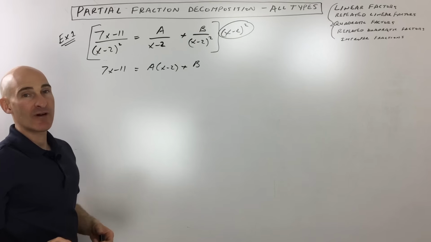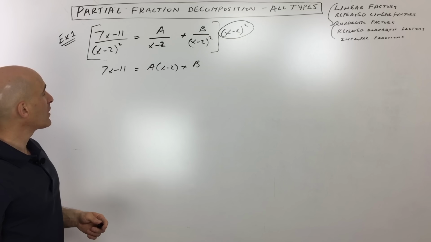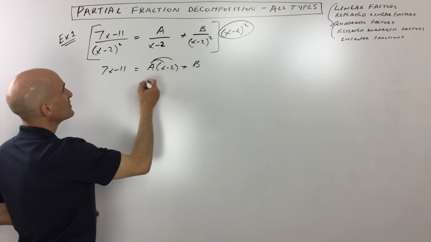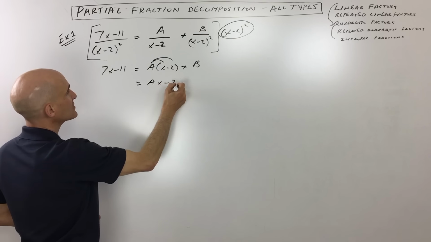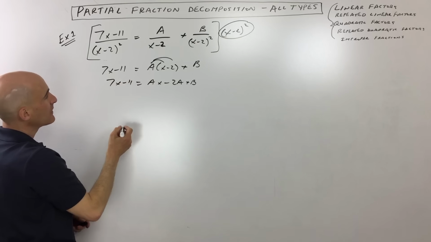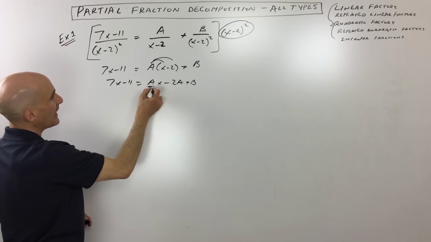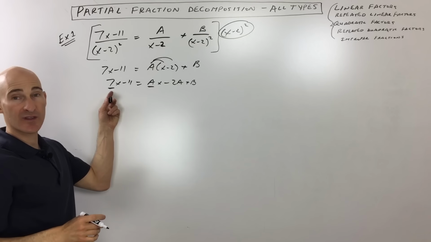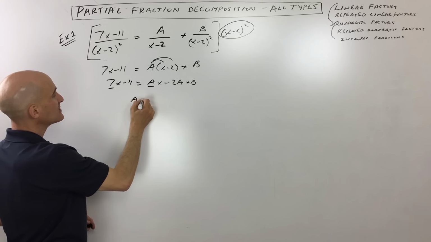So now you've got a couple of options here. I think maybe I'll just distribute. So this is just going to be, let's see, Ax minus 2A plus B is equal to 7x minus 11. So you can see that A must be 7, right? Because the coefficient in front of the x matches the coefficient in front of the x over here. So that means that A is equal to 7.